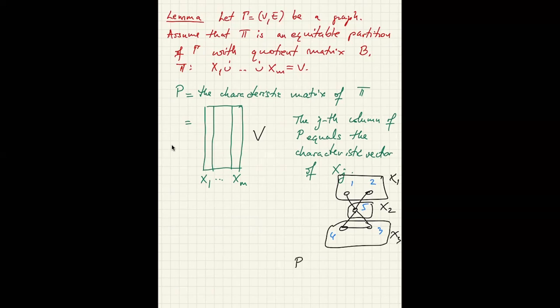So in this situation, P would have as the first column the characteristic vector of x1. So those are vertices labeled 1 and 2. So we put a 1 and 1, and then we put a 0 everywhere else. x2 is the characteristic vector of 5. So you go 0, 0, and 1 at the end. And x3 will be 0, 0, 1, 1, 0. So that's basically what P is. Okay.